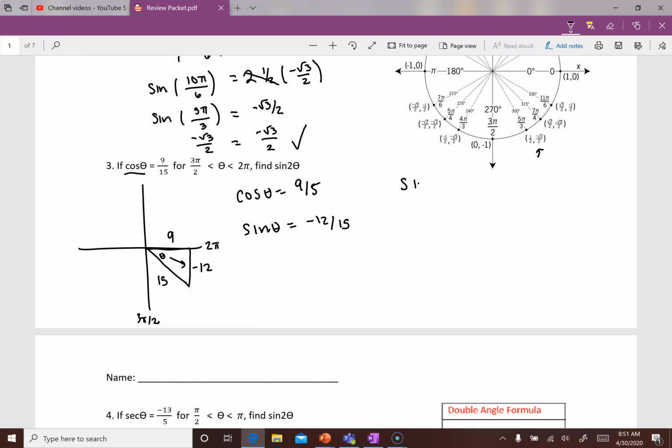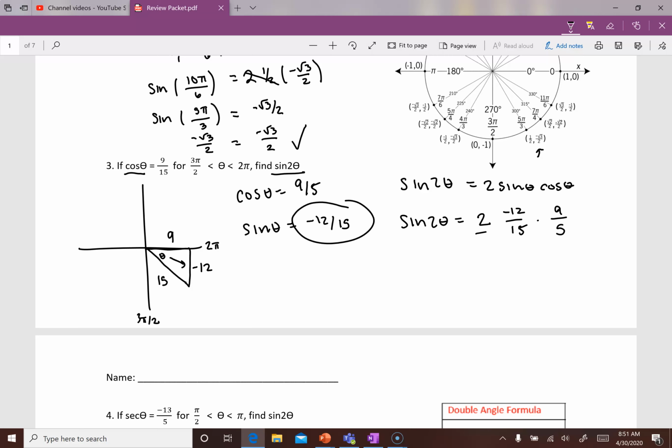So sine 2 theta, which is what they're asking for right here, is equal to 2 sine theta cosine theta. Okay, so sine 2 theta is going to be 2 times my sine theta, which is negative 12 over 15, and then my cosine theta, which is 9 over 15.